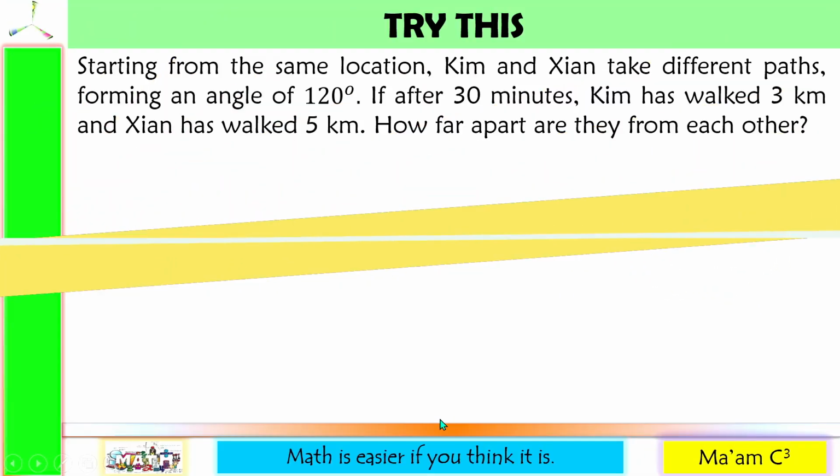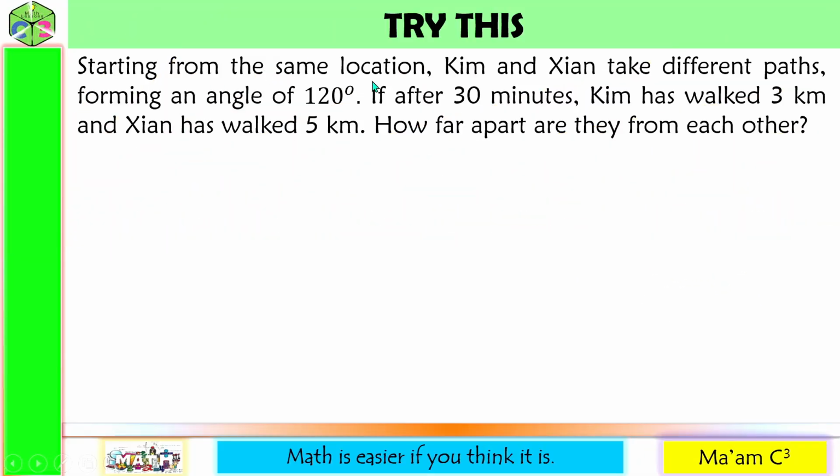Now, let us try this. Starting from the same location, Kim and Zian take different paths, forming an angle of 120 degrees. If after 30 minutes, Kim has walked 3 kilometers and Zian has walked 5 kilometers, how far apart are they from each other? Let us visualize this using a diagram.